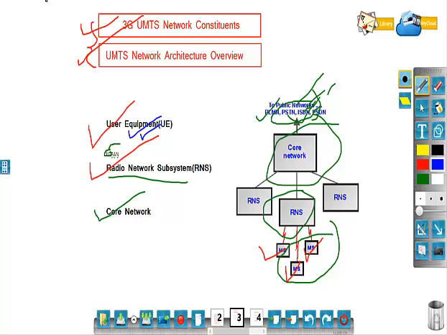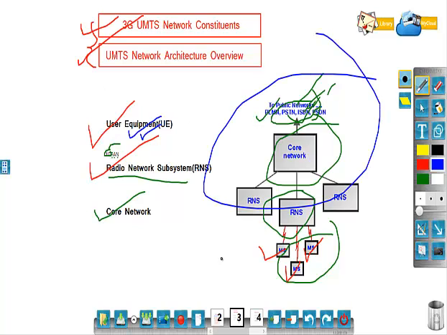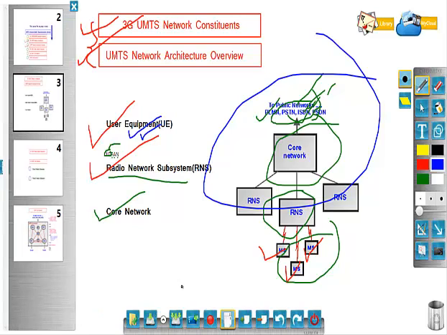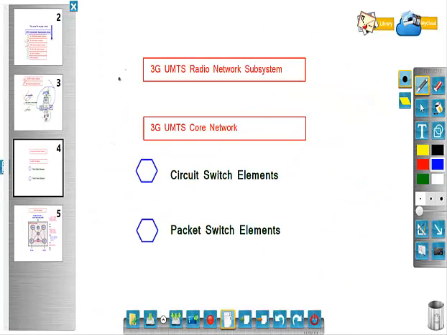So this is all about your UMTS network architecture overview and the elements of it. I think we should move to the next section. So what is the next section? The next section is the 3G UMTS radio network subsystem.